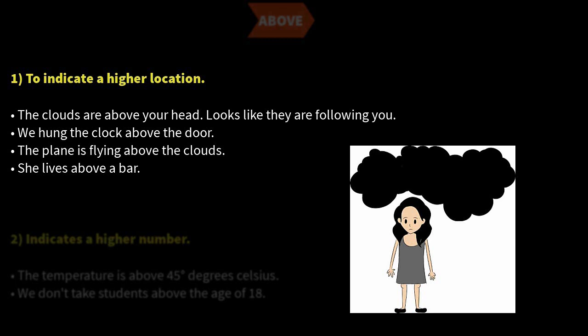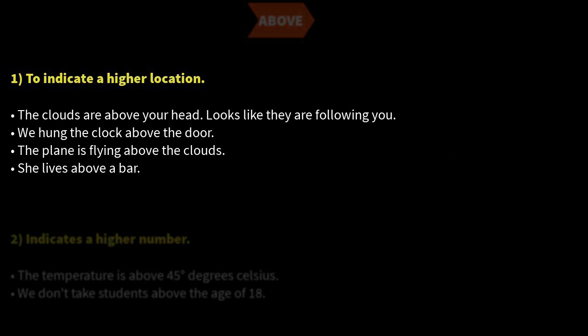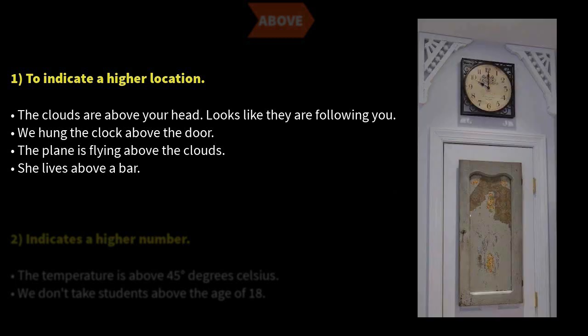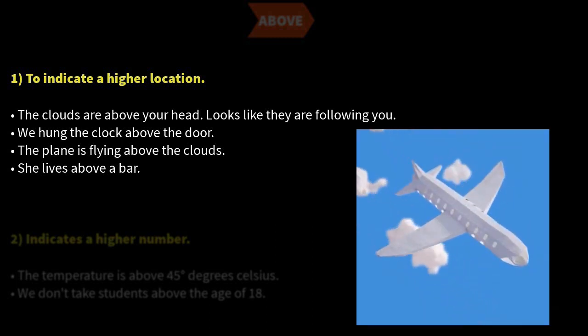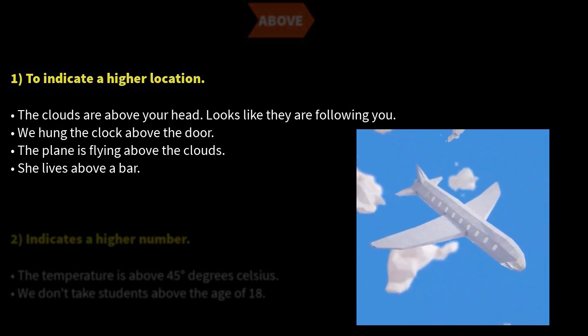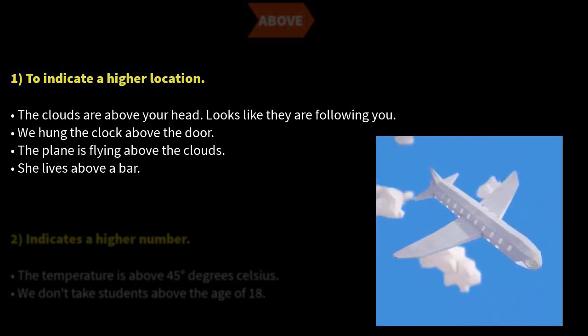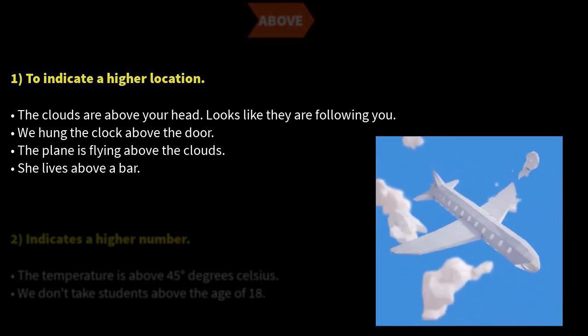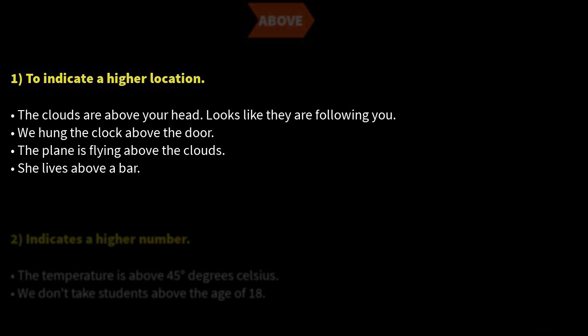We can also use over here. The clouds are over your head. There is no difference at all. We hung the clock above the door. The plane is flying above the clouds. We can also say the plane is flying over the clouds. Now what is the difference?